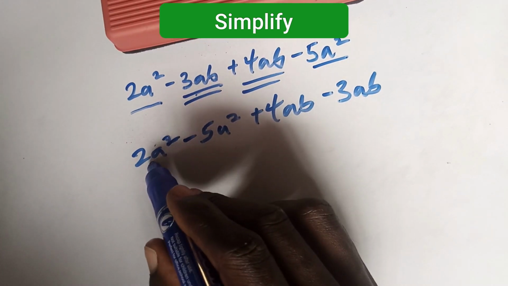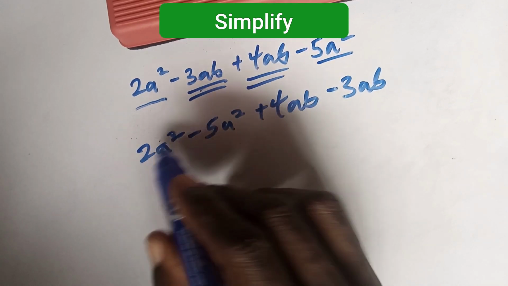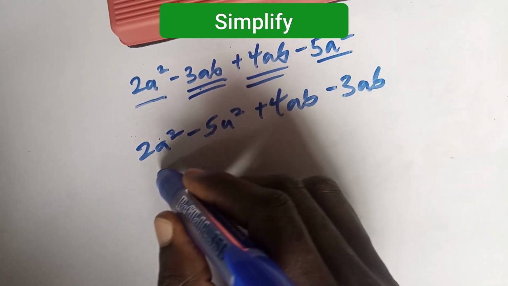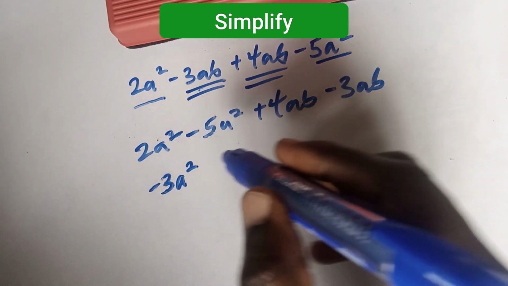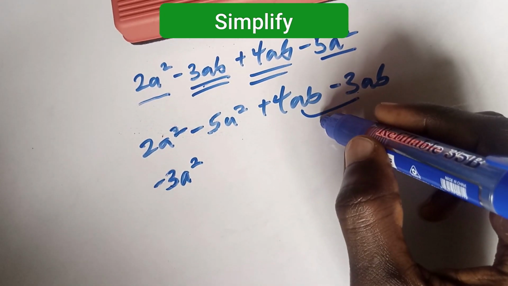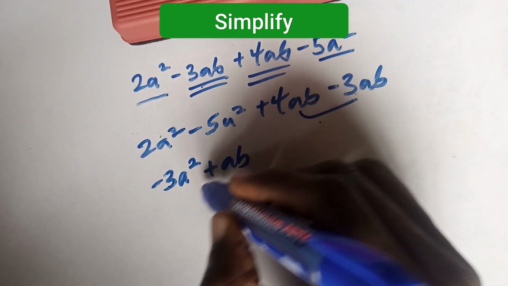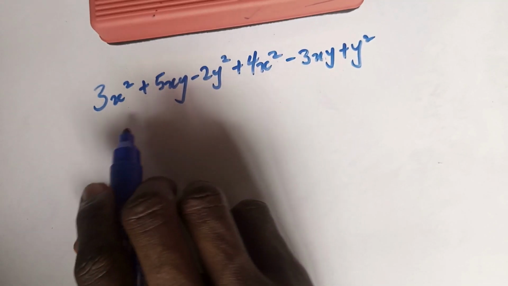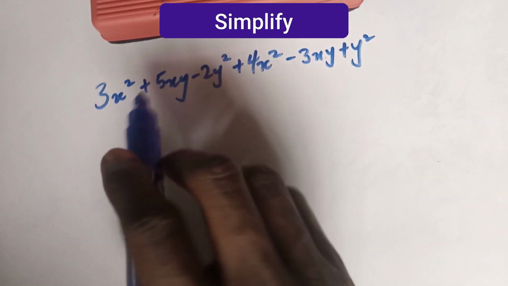So 2a raised to power 2 minus 5a raised to power 2, we just subtract 2 minus 5. So 2 minus 5 is minus 3. So we have minus 3a raised to power 2, and 4 minus 3 is 1. So here we have just ab, so that will be plus ab. That's the answer.